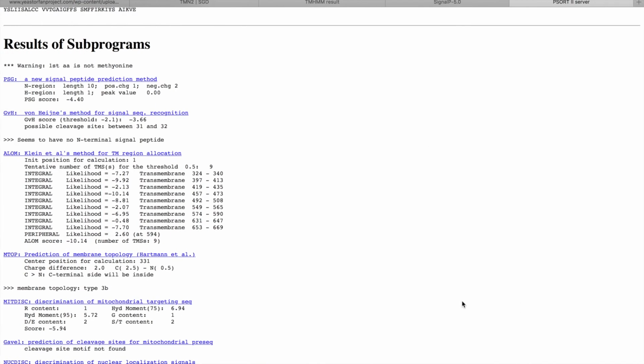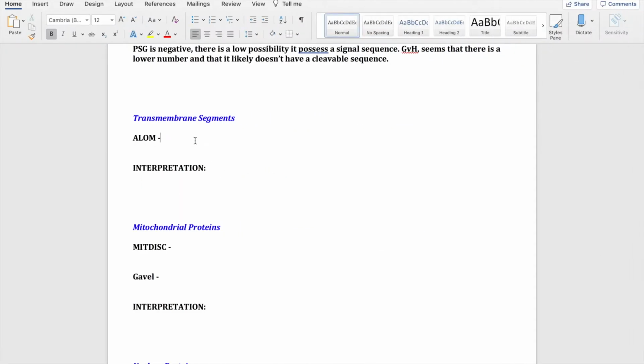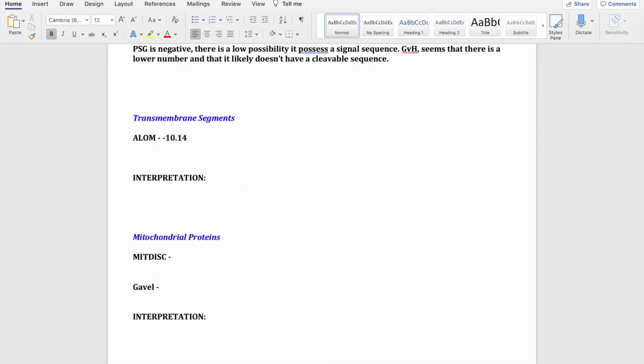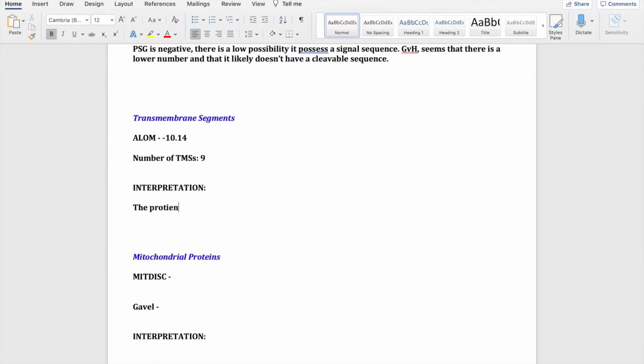All right, and now we're looking for the ALOM score, which is negative 10.14. And it also asks for the number of transmembrane segments, so that's 9, so it crosses the membrane 9 times, and that lines up with our hidden Markov model prediction as well. Again, I'm not necessarily sure how to interpret the ALOM score. It doesn't really say in the manual, so for the interpretation, I'm just going to say it crosses the membrane 9 times.